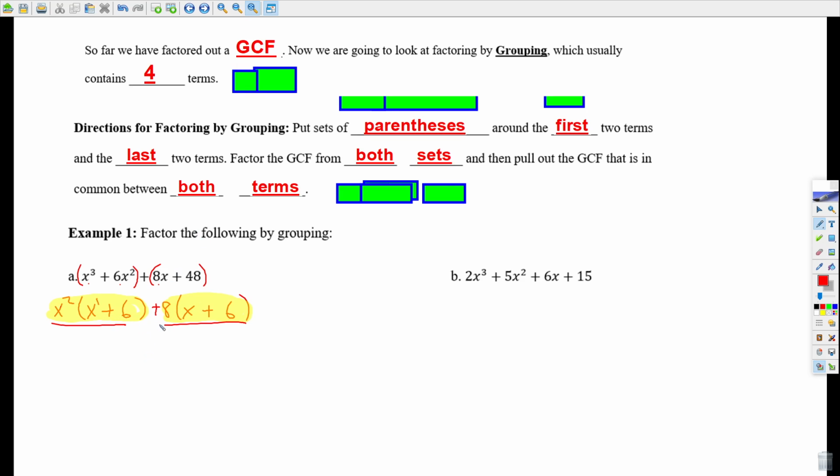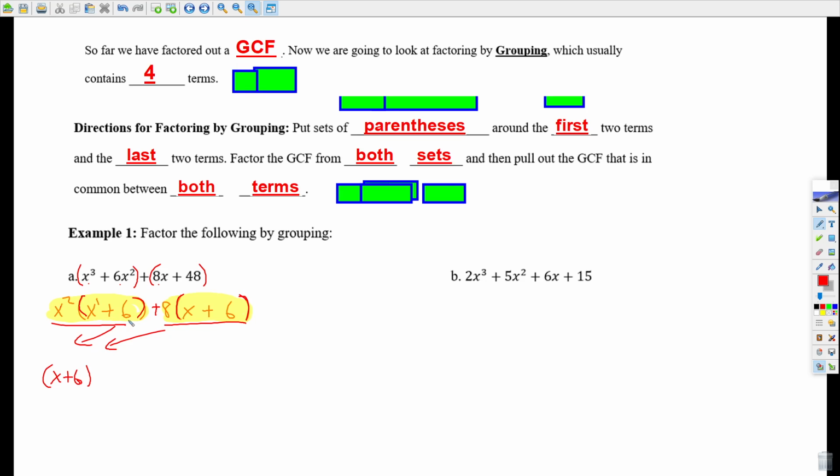And I hope it's very obvious that you can see the entire parenthesis set of x plus 6 is in both of the terms. So we're going to say, okay, well, that's what's in common. So let's factor that out as a quantity. So it's going to come out in the front. So I'll write it as a set. x plus 6.